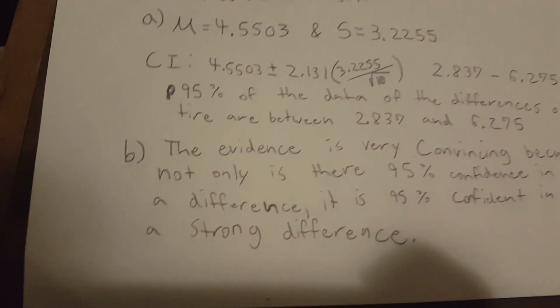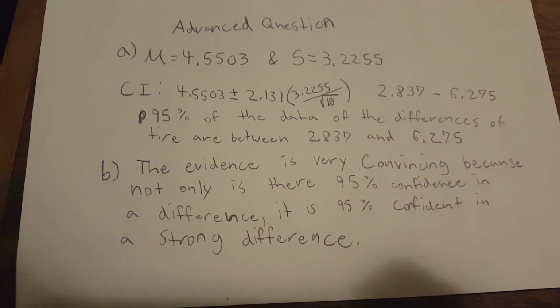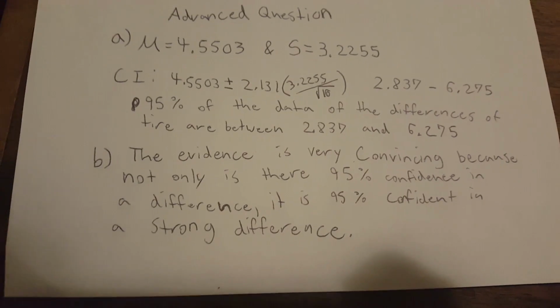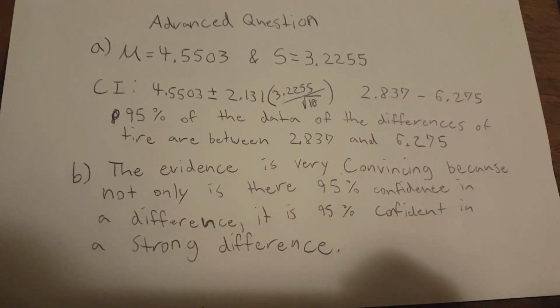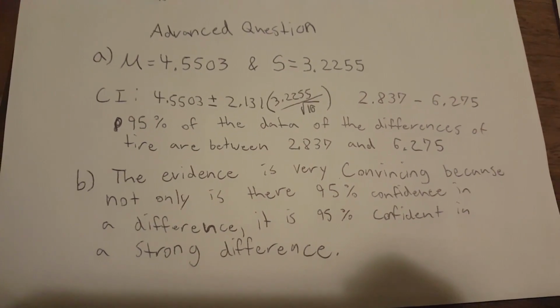Like if there was a negative value displayed in my confidence interval, then you could say possibly that you can't decide that one tire is better than the other. But because our value is all the way up to almost 3, then we know that there's definitely a difference in the tires.